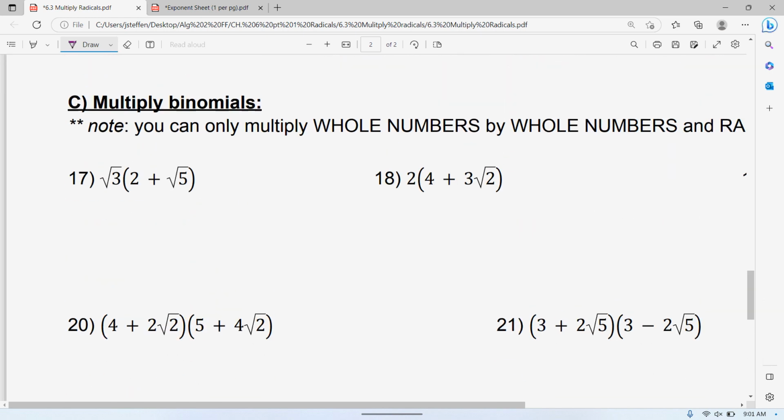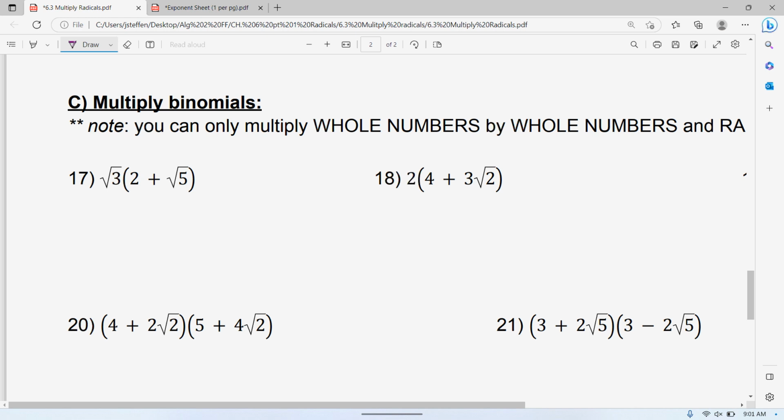So, multiplying by binomials is more difficult, I think. However, I don't know if I have very many of these. I guess the best way is when I'm multiplying these, when I have these binomials, for the most part, they're going to be square roots, which is going to make it a little bit easier. But again, the biggest thing is make sure you know what you already know. Make sure you're multiplying whole numbers by radicals, and make sure you're reducing and simplifying.